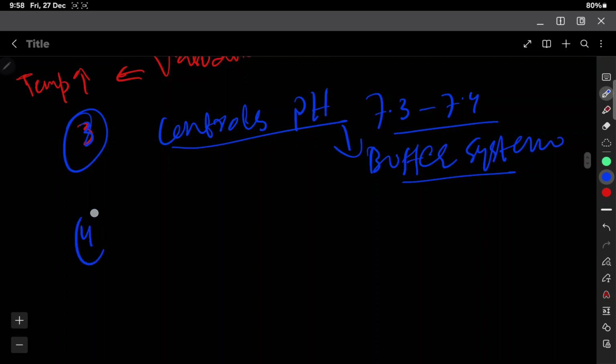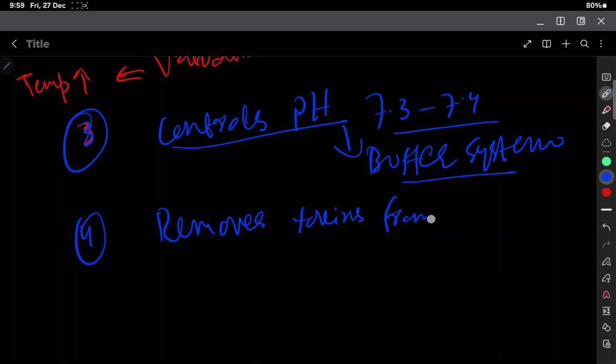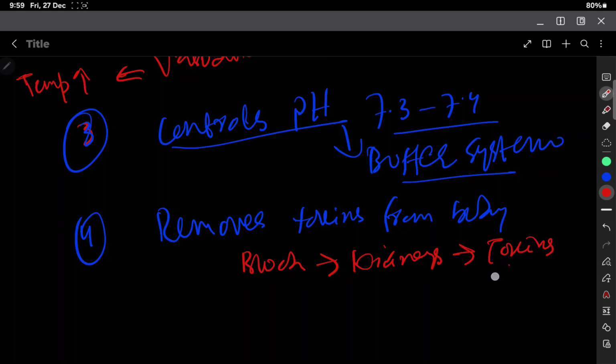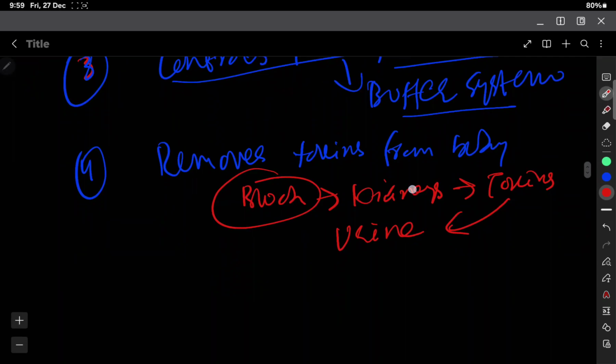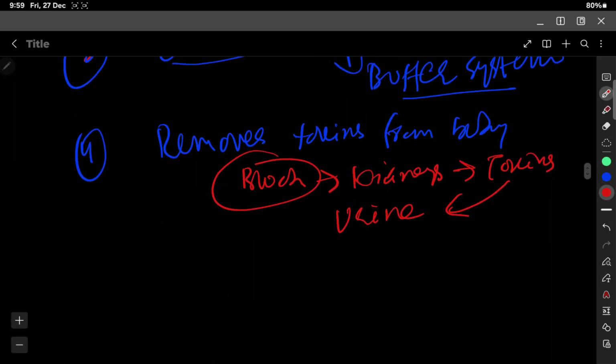Fourth function is it removes toxins from the body. So it helps in the removal of the toxins. For example, the kidneys filter all of the blood in the body. The toxins will be removed from the blood to the kidneys, and then from the kidneys to the urine. So blood will go to the kidneys, where the blood will be filtered, and then those toxins will be removed through urine. That is one of the important functions of the blood also, because blood goes to the kidneys. And fifth one, that is protection.